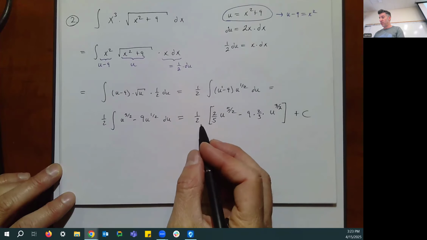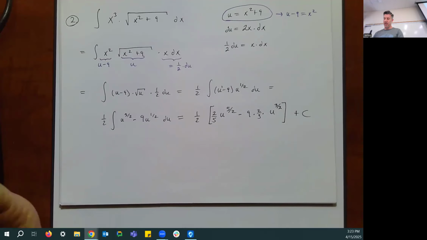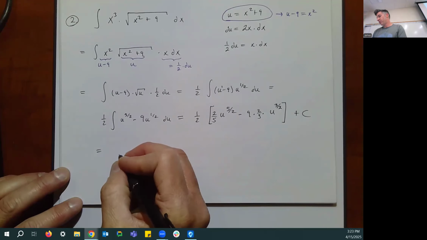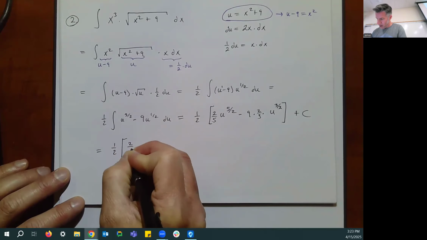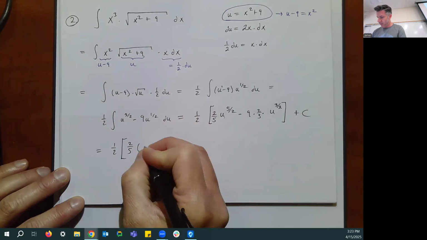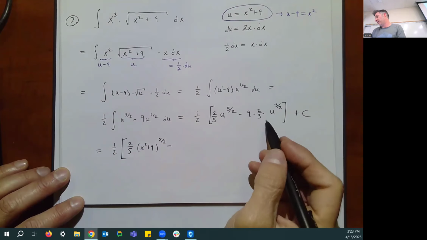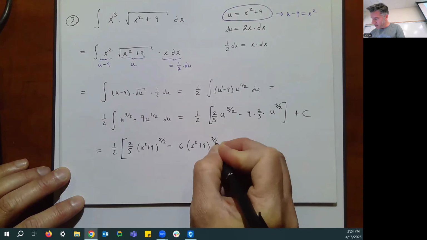And then we plug back in what u is equal to, because it's an indefinite integral, we have to end with the same variable we started with. Our answer is going to be a function, and the function is required to be using the same variable that our original integral started with. So we're going to get, I guess I could refrain from distributing the 1/2 here, although that seems silly to me. Our u was x squared plus 9, so we have 2/5 times x squared plus 9 to the 5/2 power. Minus, it seems dumb not to simplify that, that's just 6 times x squared plus 9 to the 3/2 power.